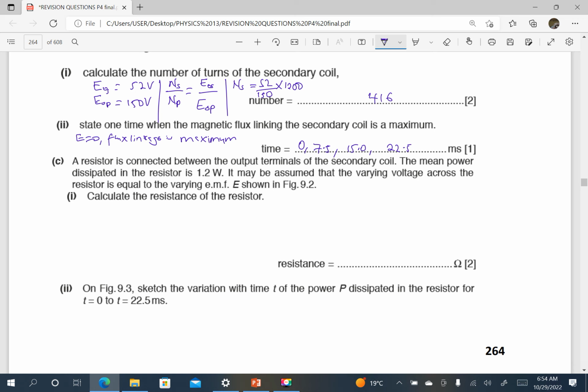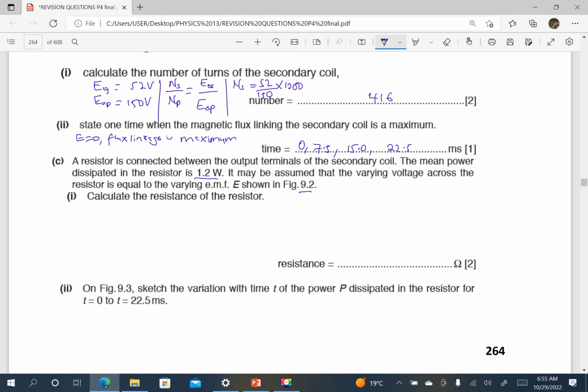A resistor is connected between the output terminals of the secondary coil. The mean power dissipated in the resistor is 1.2 watts. So average power is 1.2 watts. It may be assumed that the varying voltage across the resistor is equal to the varying EMF E shown in figure 9.2, the graph we have seen above. So calculate the resistance of the resistor.